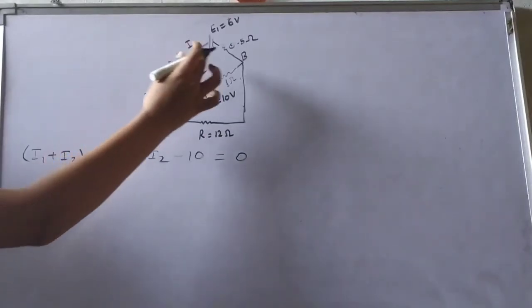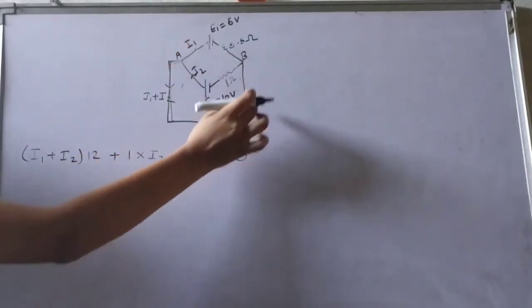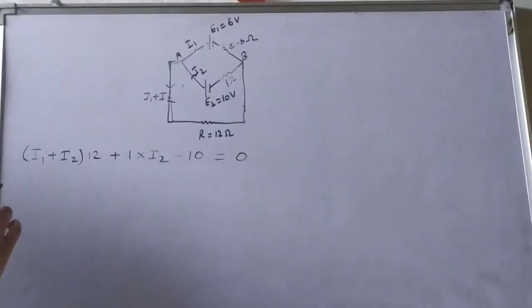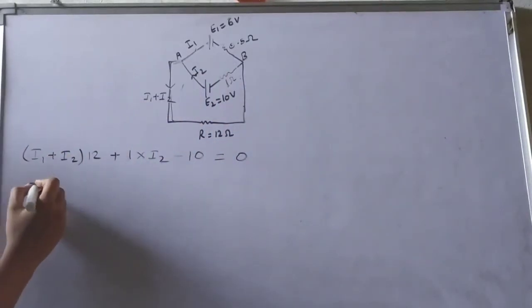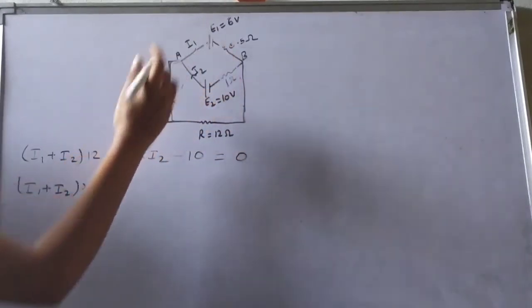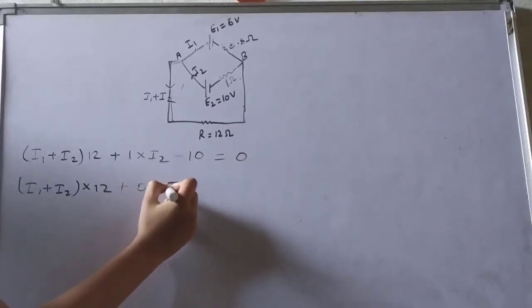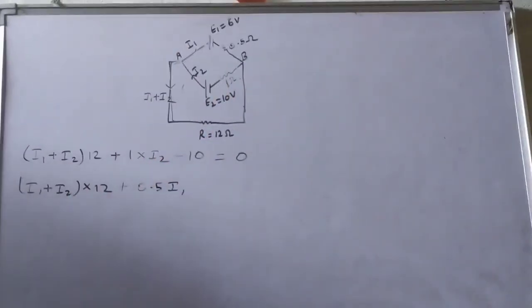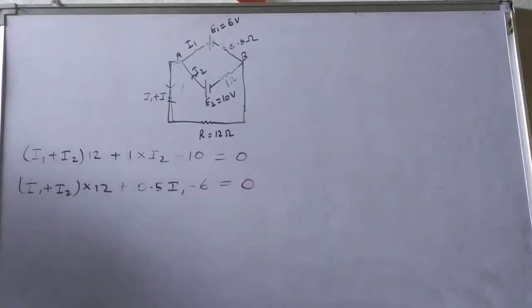Now for the second loop we will take this one. Take the upper half, not the lower one, only the upper half, this one. Okay, so same here, from here the current will flow, so it will be I1 plus I2 into 12. Then we come here. Which current is in the upper half? I1. So it will be equal to 0.5 I1. See, negative potential comes now, so we will take it as minus 6 is equal to 0. This is the equation for this KVL.